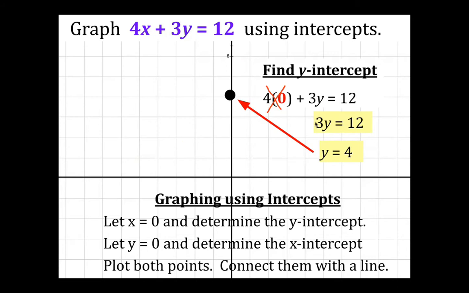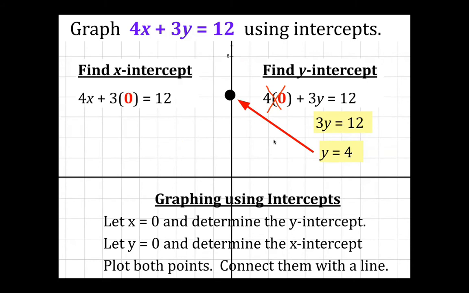This time you're just going to let y equal 0 to determine the x-intercept. So do the same. You get 4x plus 3 times 0 equals 12. 3 times 0 will just equal 0, so that cancels out. And you're left with 4x equals 12. Now you can go ahead and isolate x by dividing both sides by 4.